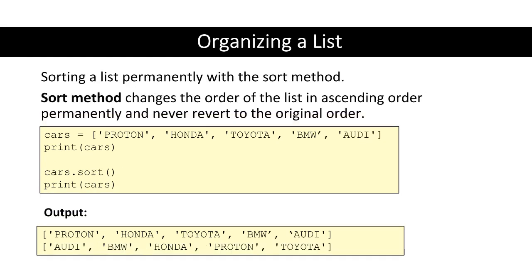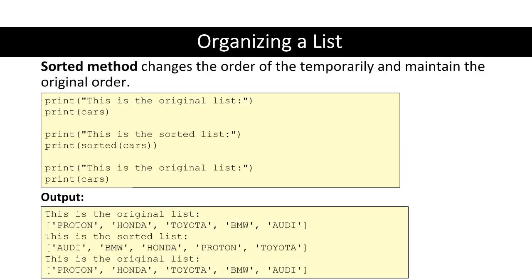The sort method arranges elements in ascending order permanently. Once sorted, the original order cannot be restored unless stored separately. Here, cars.sort() sorts the list alphabetically in ascending order. Original: Proton, Honda, Toyota, BMW, Audi. Sorted result: Audi, BMW, Honda, Proton, Toyota. The original order is permanently changed.